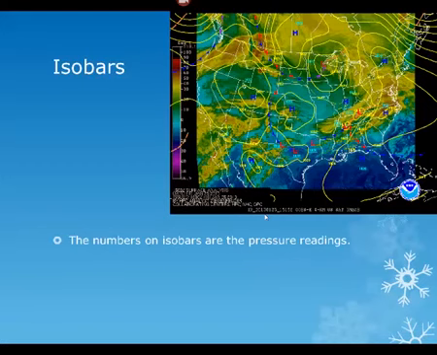You'll also notice there's a number of yellow numbers throughout the map. Those yellow numbers are the actual atmospheric pressure readings. And again, those are collected by instruments, specifically barometers, that are found all over our country.